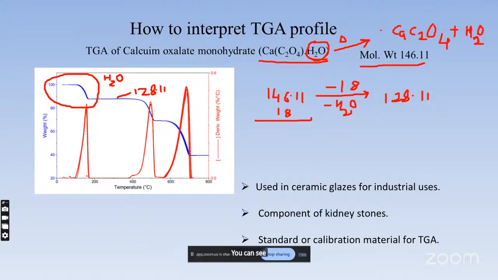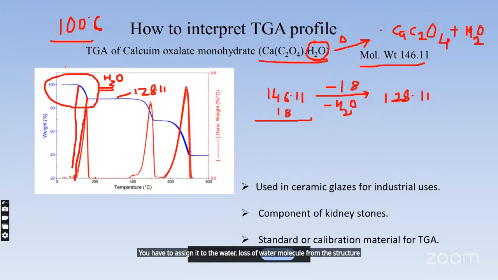You can see the temperature. What is the temperature here? So if this is 200, there will be 100 somewhere. So at 100 degrees or more than 100 degrees, you know that the boiling point of water is 100 degrees centigrade. If some weight loss starts near 100, you have to assign it to the loss of water molecule from the structure. So initially weight is 146.11. So now what will happen? The water molecule will get lost and this molecular weight will change to 128.11.